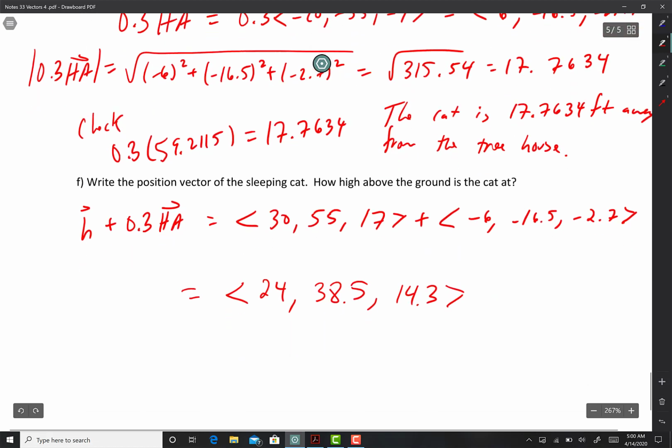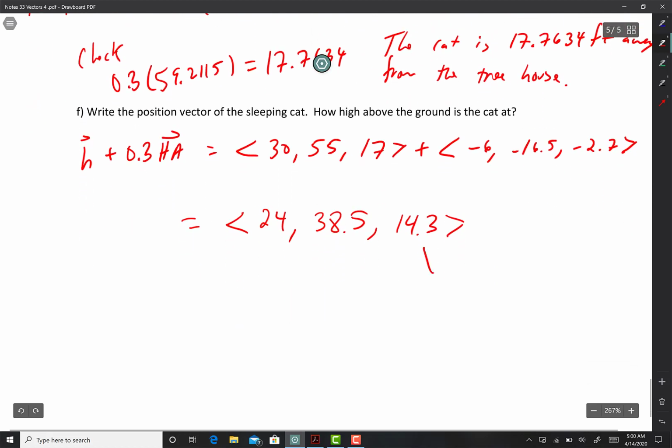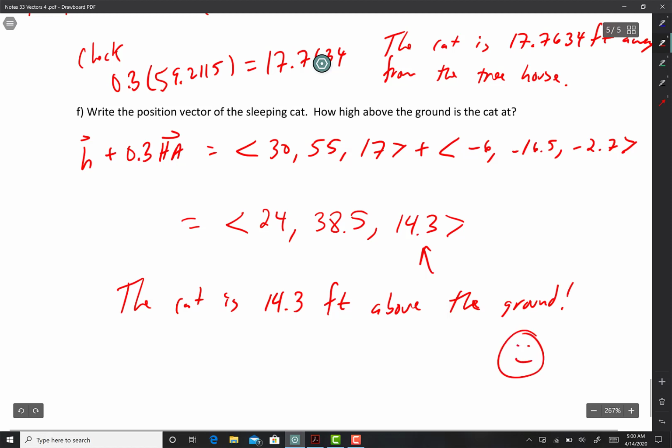How high above the ground is the cat? This one right there. The cat is 14.3 feet above the ground. Yay! Cool question. I liked it.